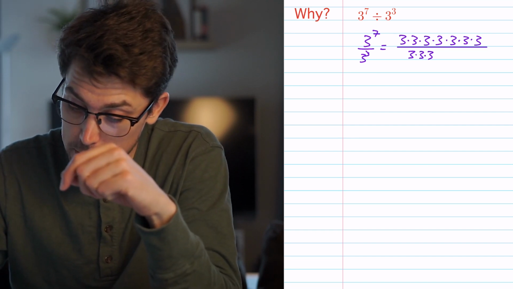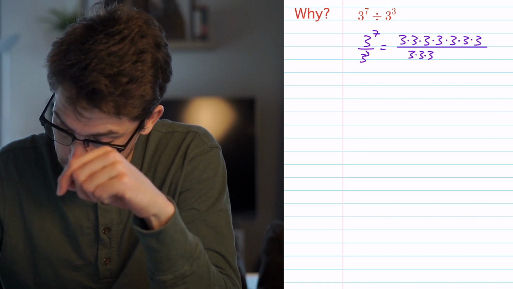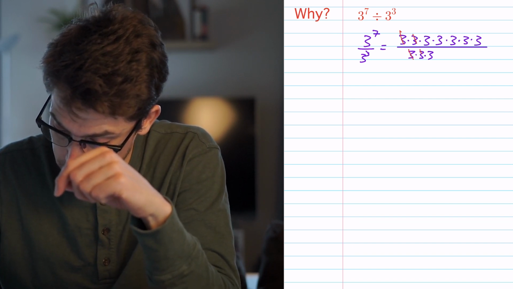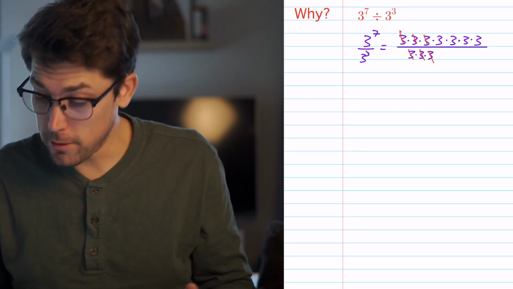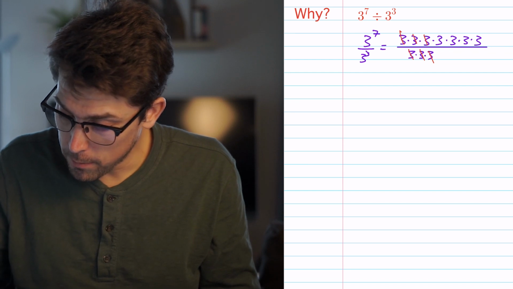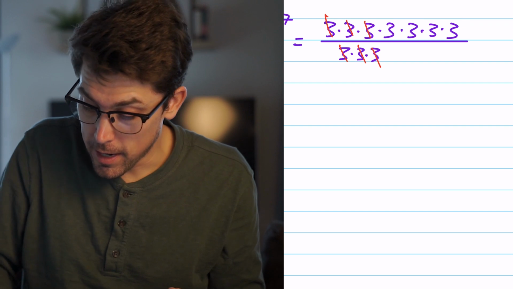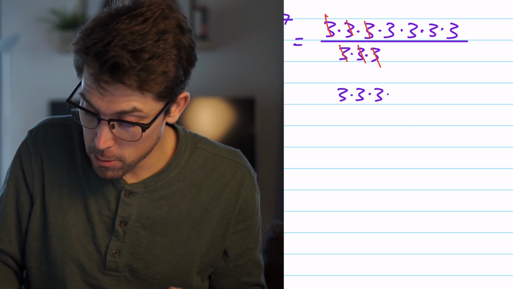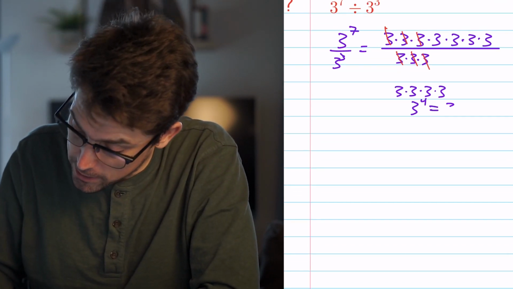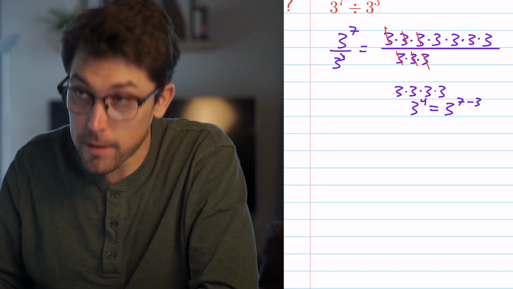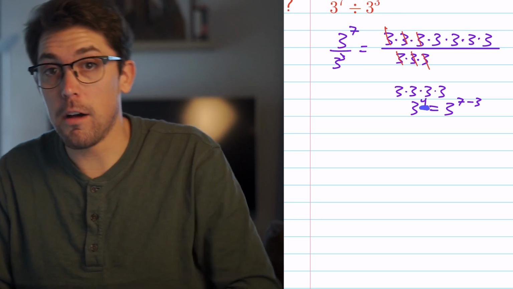And what I can actually do is start to cancel some of these out. So let me cancel this 3, this 3, this 3, and that 3, this 3, and this 3. And now I'm done. There's no other 3's that I can cancel out here. And what am I left with? Well, I'm left with 1, 2, 3, 4 different 3's. So I now have 3 times 3 times 3 times 3. That is the same thing as 3 to the 4th. And that's also the same thing as 3 to the 7 minus 3. Okay, so I just took my base and rewrote it as the difference of the powers.